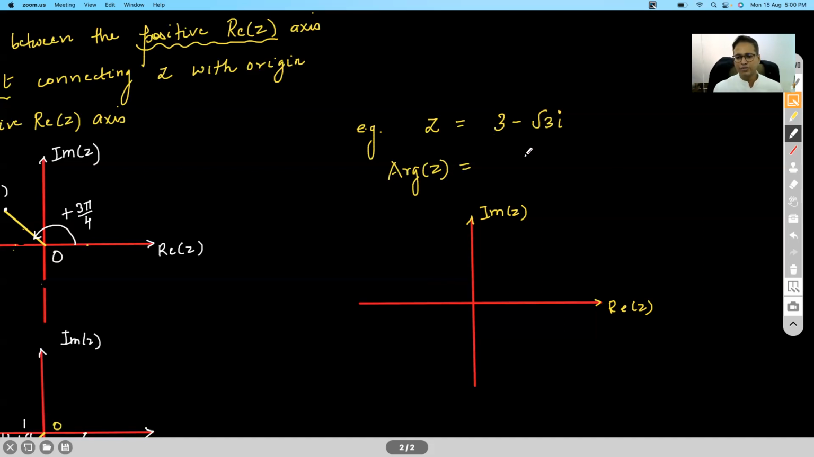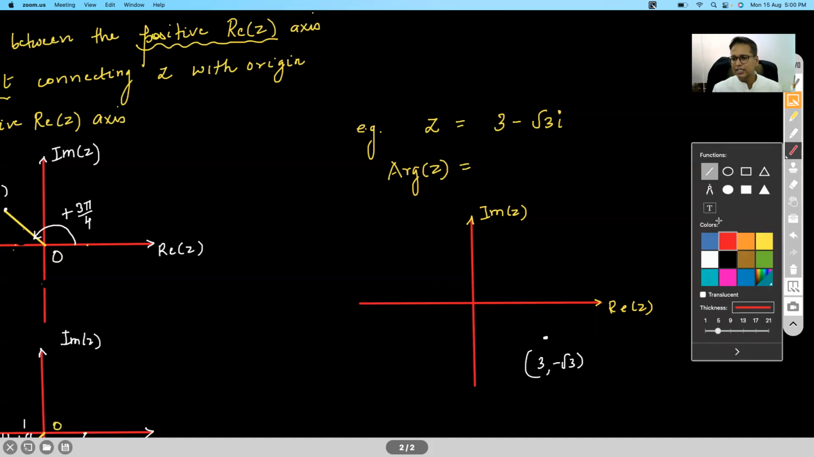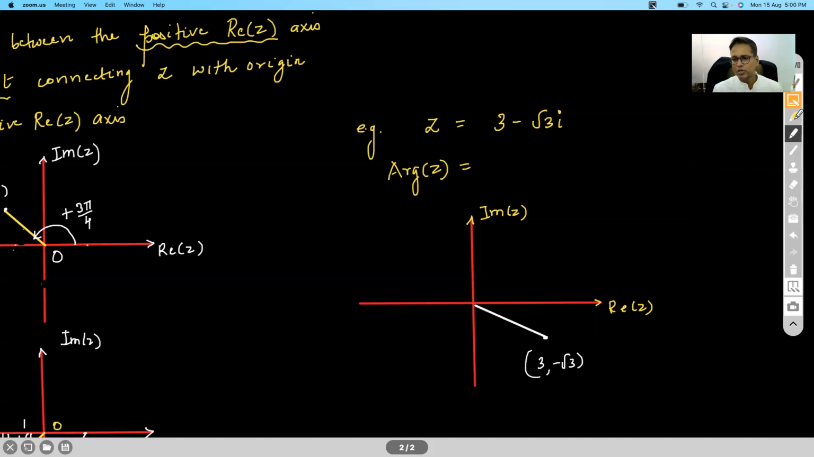See, very simple. If you write this as a point, it's 3 comma negative root 3. So it's somewhere over here, right? Let's connect this to the origin. So this is your connection of Z with the origin. Now, starting from the positive real axis, move in the shortest angle to hit this line. So obviously, you will be moving in this direction. Is this clockwise or anti-clockwise? Clockwise. Yes, so clockwise is negative.